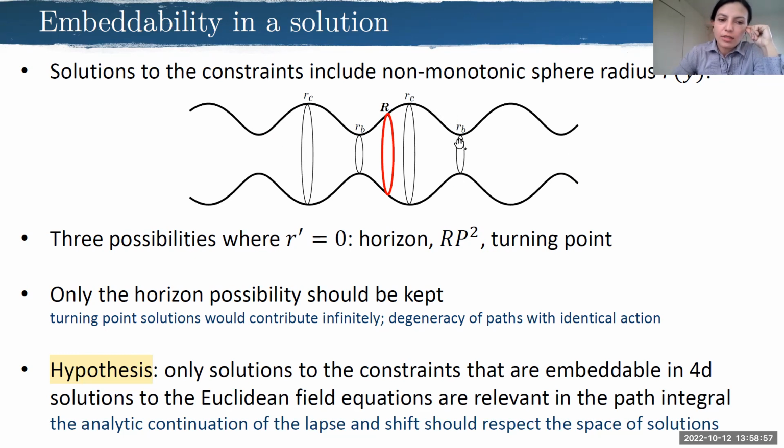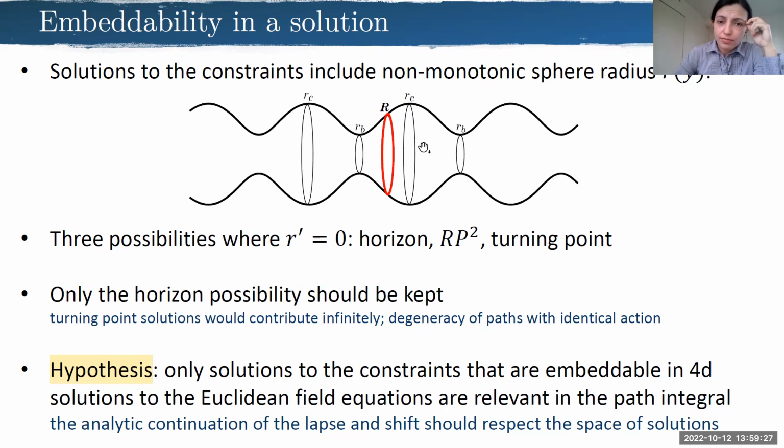At any of these turning points where r prime is zero, again, I can have three possibilities. The space-time can end at one of these zeros if I have a horizon, or if I have an RP2, when the two sphere is antipodally identified, or I can have a turning point as in the case that I'm showing here.